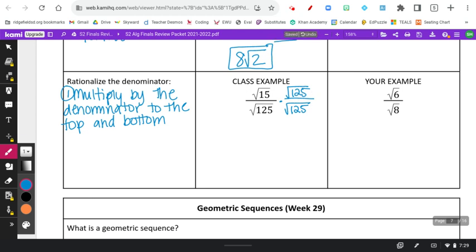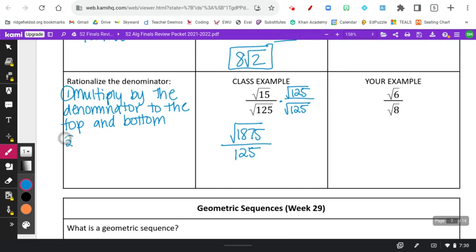15 times 125 is 1875. And here, the square root of 125 times the square root of 125, if I have a square root, but I'm squaring the thing, I'm multiplying it by itself, what happens is that radical cancels. So this becomes just a denominator of 125. That's why we do that step, is so that we don't have any radicals on the denominator.